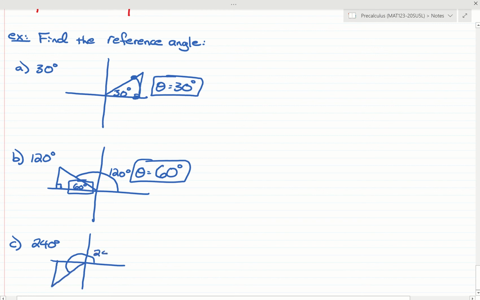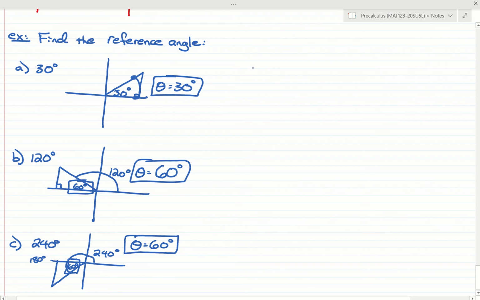So this is 240 degrees. We have to get to the x-axis. So you don't want to go this way, because to go from 240 to 360, that's 120 degrees, and that's too much. It has to be less than 90. So what's the fastest way back to the x-axis? Well, we pass the x-axis 180 degrees by 60 degrees. That is our reference angle. Just think about what's the fastest way to get to the x-axis. 60 degrees would be your answer.